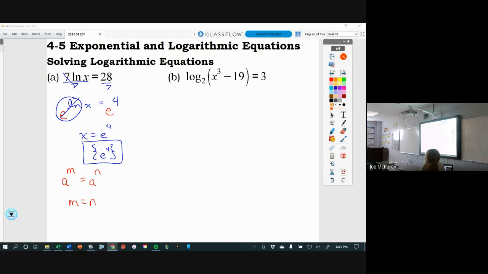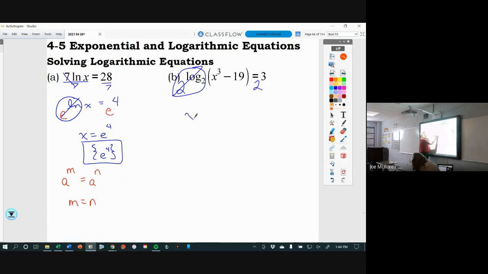Now let's set up. What's the base? 2. How do you undo logarithms? You make them exponents. We have to start off with the exponent thing.